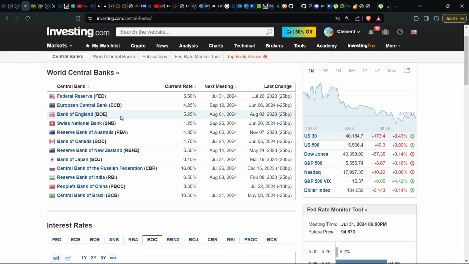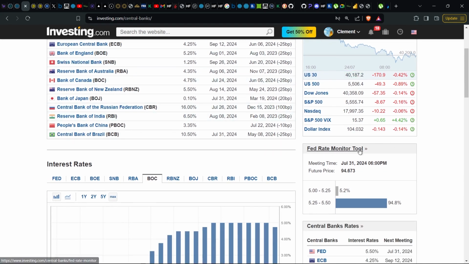Like you can even see there's a Fed rate monitor tool here. This is the next meeting time, and the majority of market participants are speculating where the Fed will leave the interest rate. So currently 94% of market participants are projecting that the Fed is going to pause, another pause. They're not going to cut rates in the next meeting. Next meeting is on July 31st. That's next week, on Thursday.